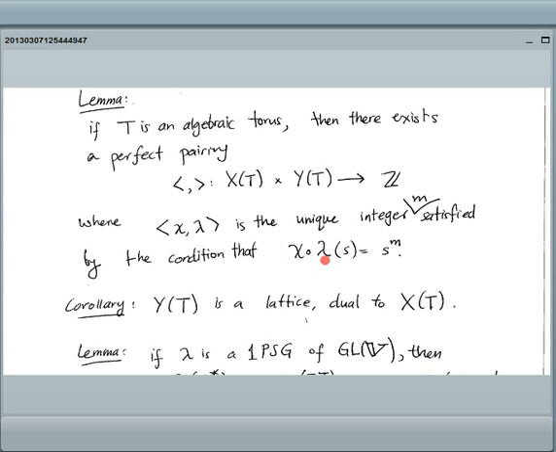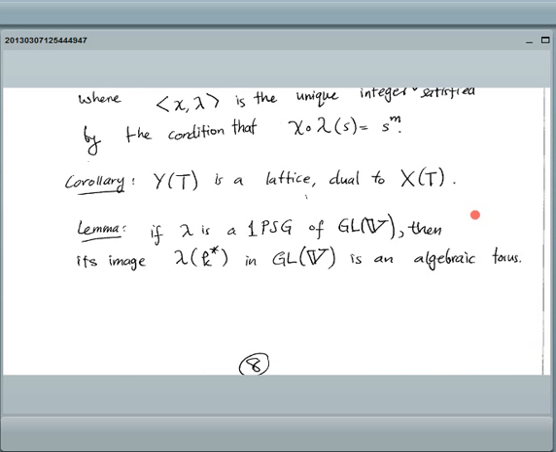Then you ask, what are the polynomial functions from K star to K star? There are not many of them. It's only the power function. If you look at a regular homomorphism from K star to K star, it has to raise the element to the nth power. It's a basic exercise. You can verify this. So any such composition has to be of the form t to the m. So we define the pairing between chi and lambda to be this integer m. And you can check this is a non-degenerate bilinear pairing between the character group and the one parameter subgroups.